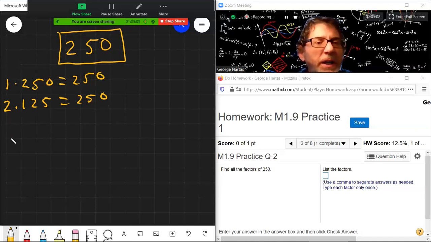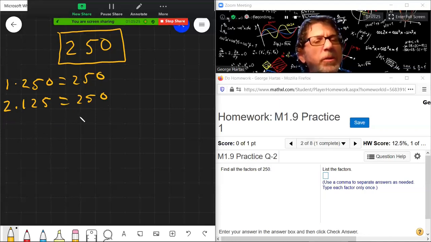Can we say 3 times something equals 250? Well, let's use the divisibility rule. 2 plus 5 is 7. 7 plus 0 is still 7. 3 does not divide into 7. 3's out. Can we say 4 times something?